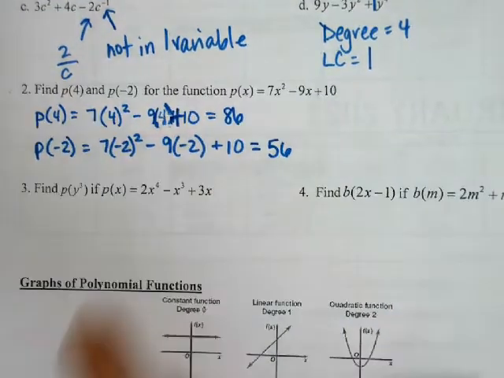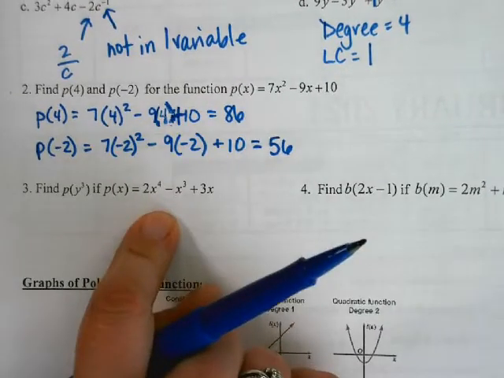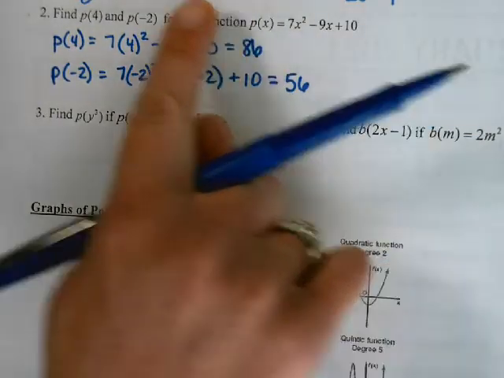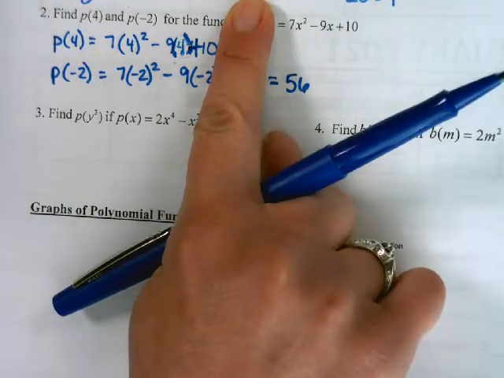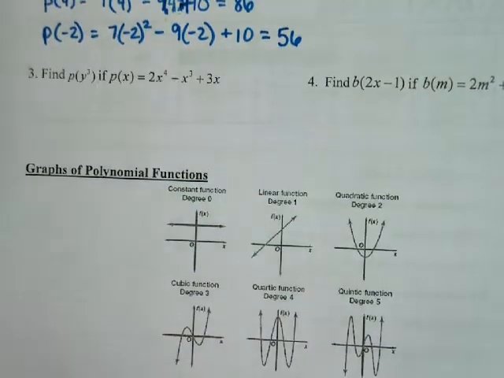Okay, so we put a number in, we got a number out, right? But what about number 3? Before I do that, are you okay with this stuff? All right. What's different about number 3, though? It's a variable. We're putting a variable into our function.